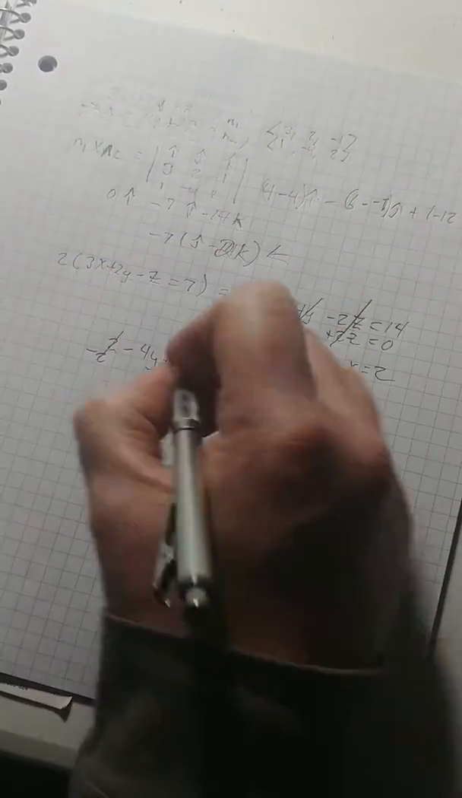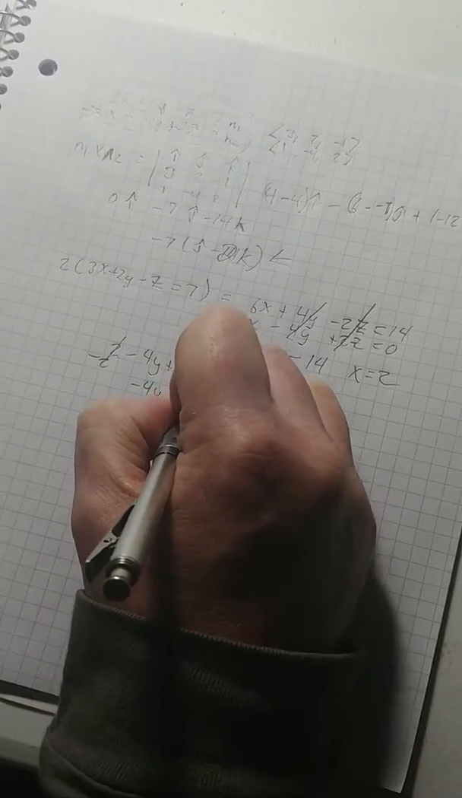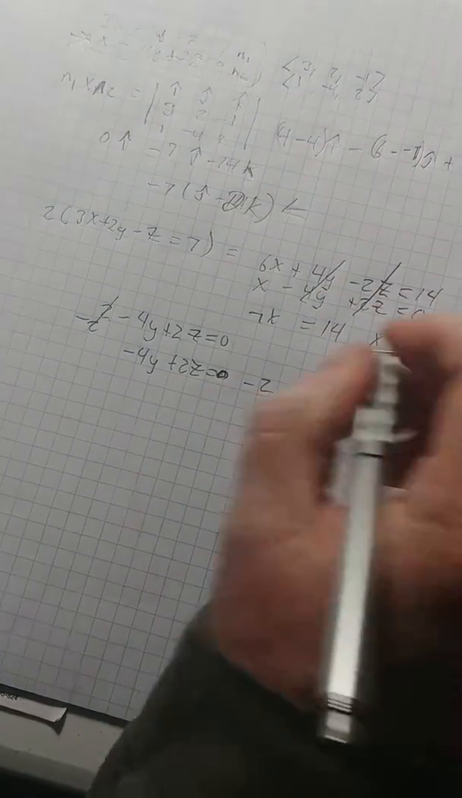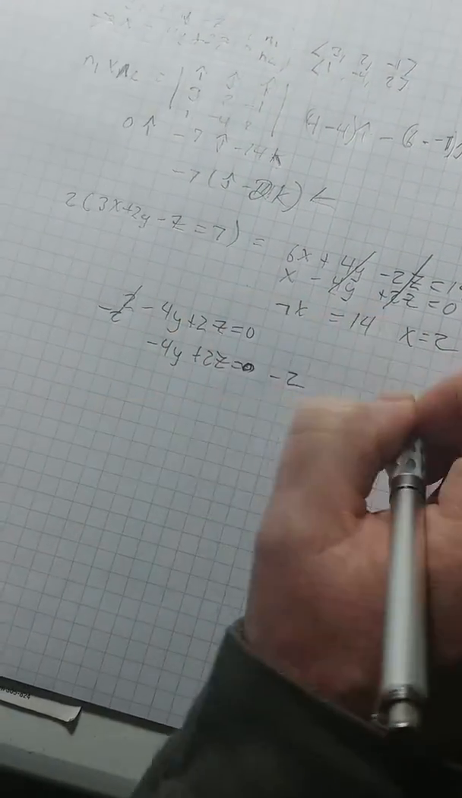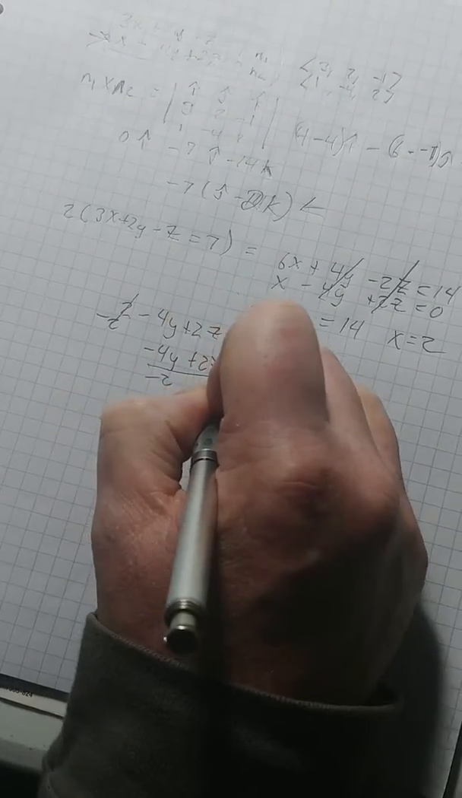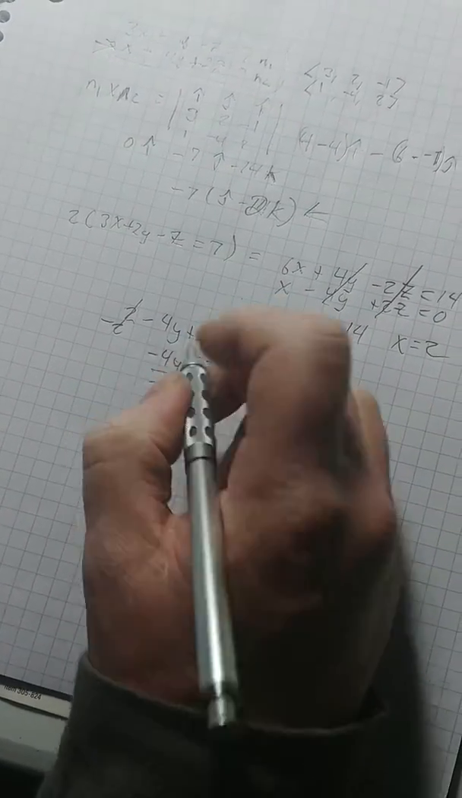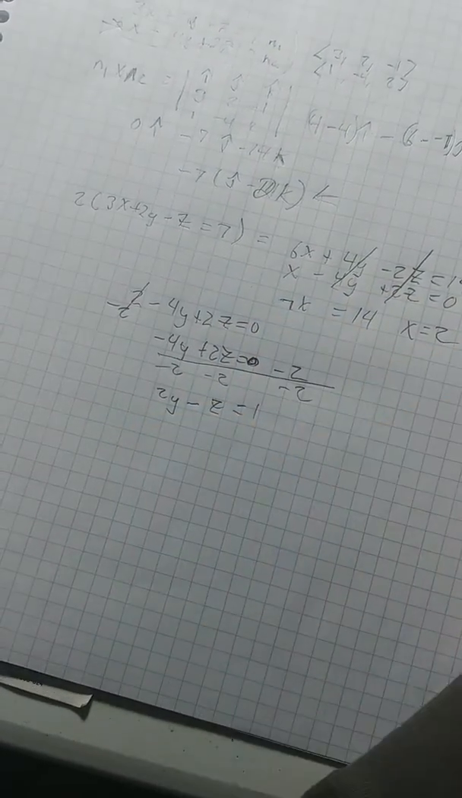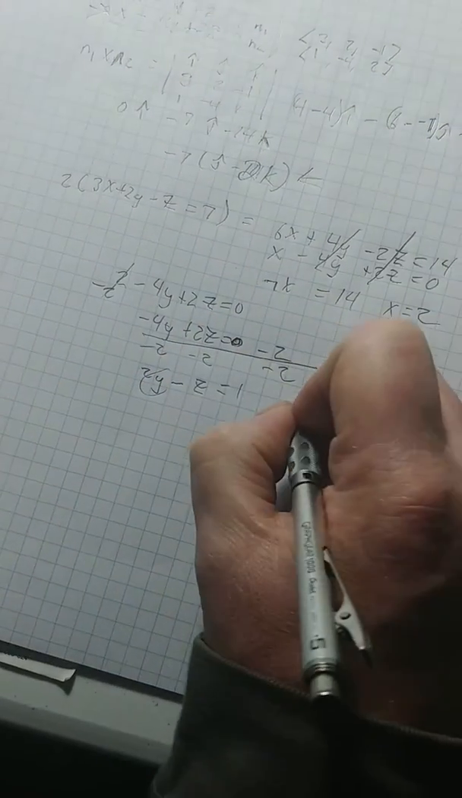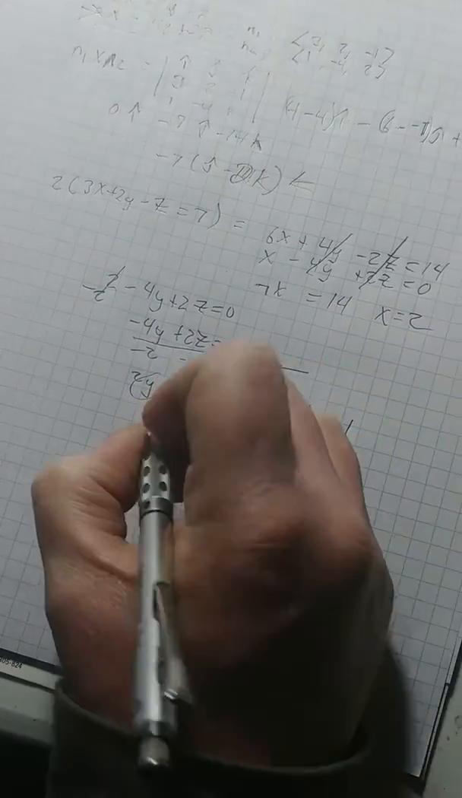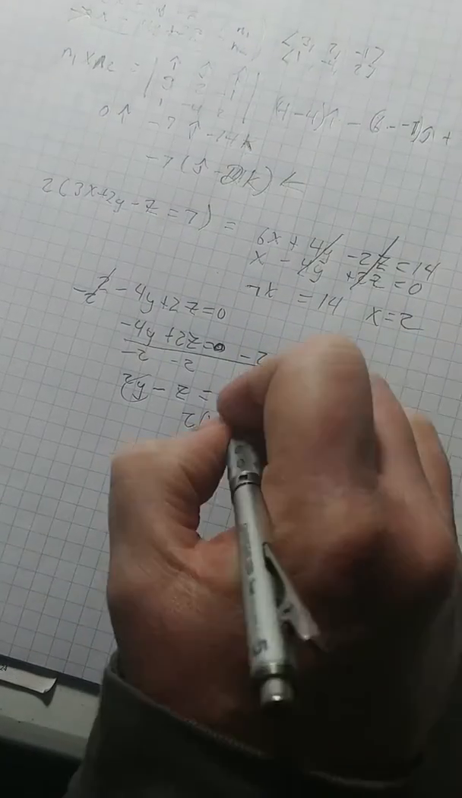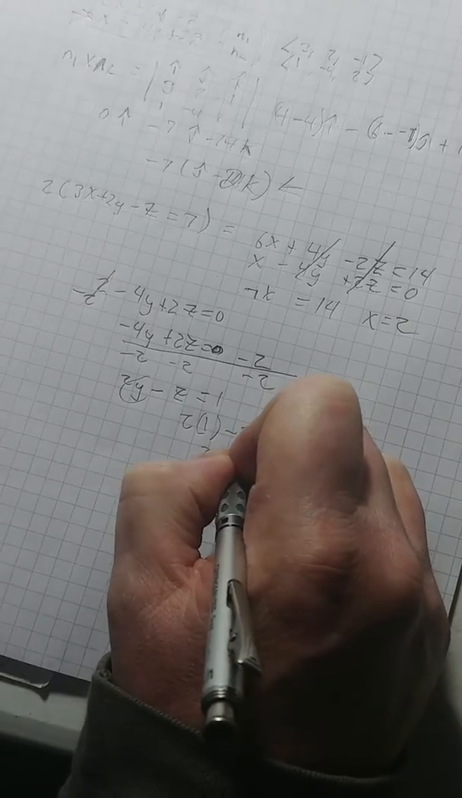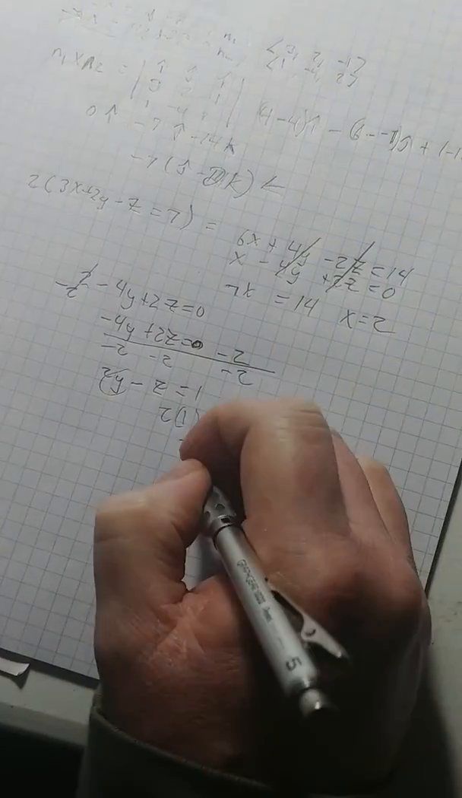So I'm going to subtract the 2 from both sides. So I have negative 4y plus 2z is equal to negative 2. If I divide everything through by negative 2 here, what I end up with is 2y minus z is equal to 1. Solving for y, let y equal 1. If y equals 1, we have 2 times 1 minus z is equal to 1. 2 minus z is equal to 1. Add z to both sides.